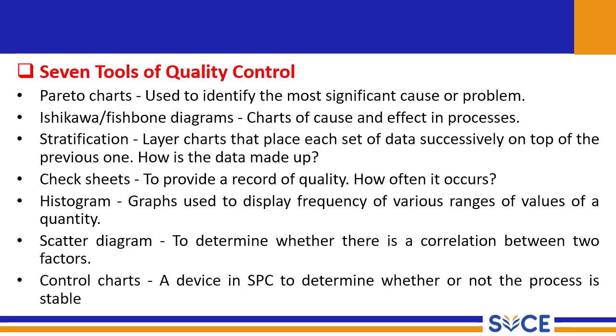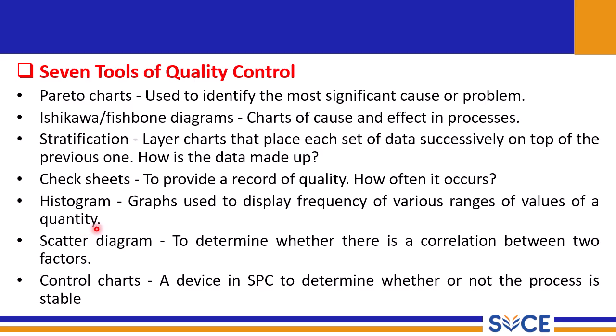So the seven tools for quality control. These are some tools that we are going to discuss now. Pareto charts are used to identify the most significant cause of a problem. Ishikawa or fishbone diagrams are charts of cause and effect in a process. Stratification: layer charts that place each set of data on top of one another, showing how the data is made up. Check sheets provide a record of quality and how often it occurs.